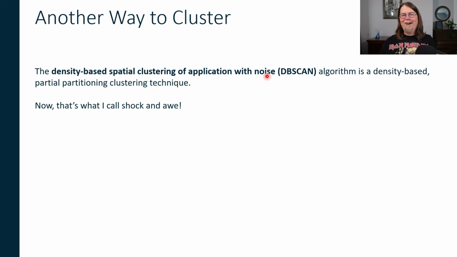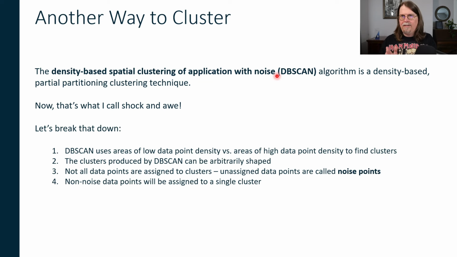Now that's what I call shock and awe, right? Your boss says, hey, what did you learn over the weekend? I learned density-based spatial clustering of application with noise, or DBSCAN. They're like, whoa, that's shock and awe. But let's break this down. What does this actually mean? Density-based clustering uses areas of low density versus high density to differentiate the clusters. And that's a bit abstract. So on the next slide, I'm going to show you a visual to really cement this idea.